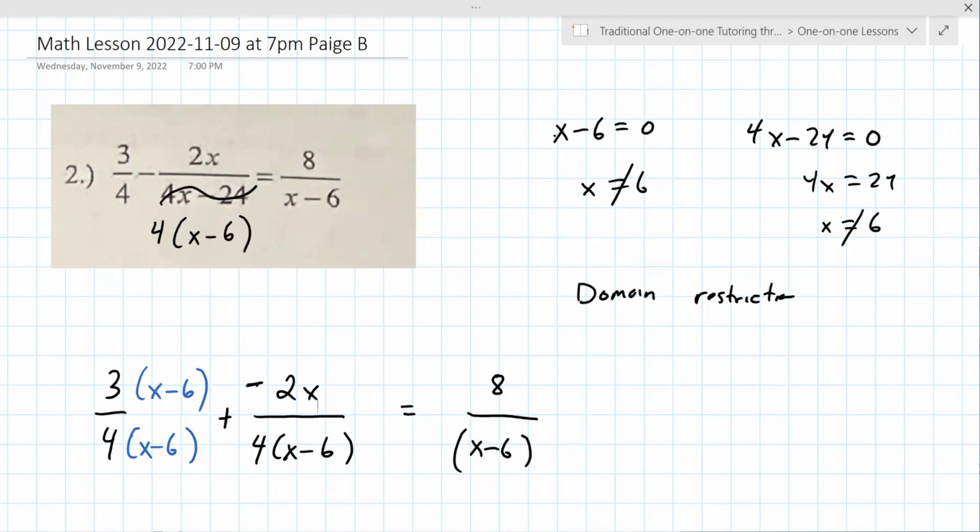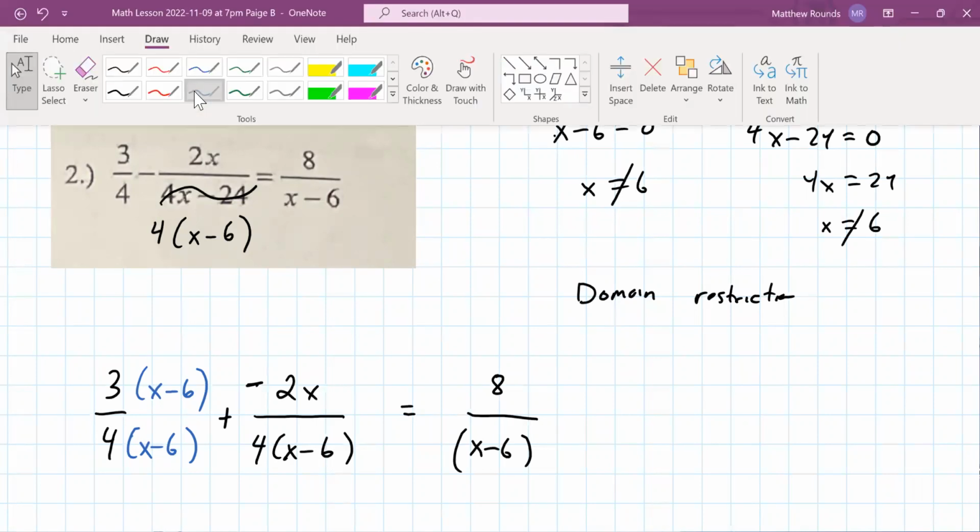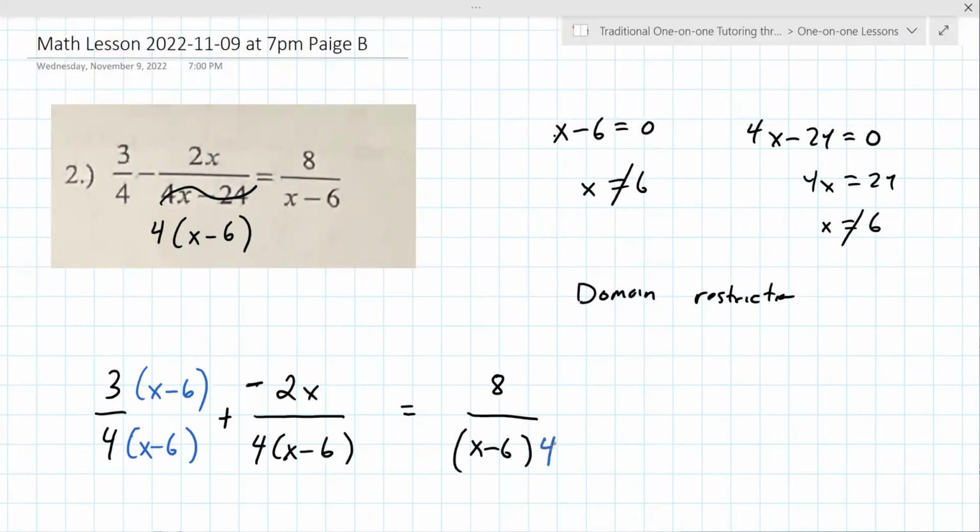Is the middle one missing anything? No. But what about the one on the right? Is it missing anything? It's missing the 4. So you multiply the top and bottom by 4.